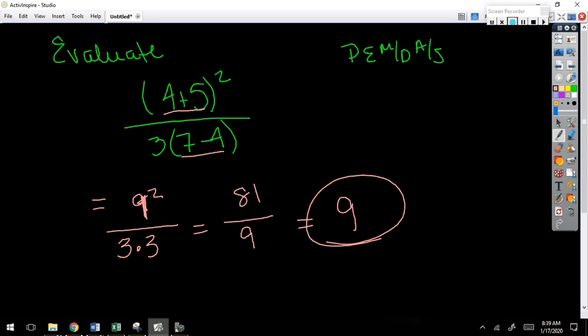Let's throw some variables in here. This is algebra. What? Geometry. I think they're each their own.